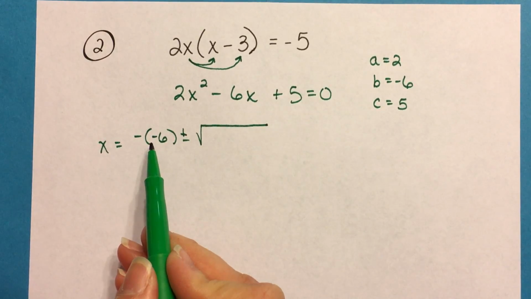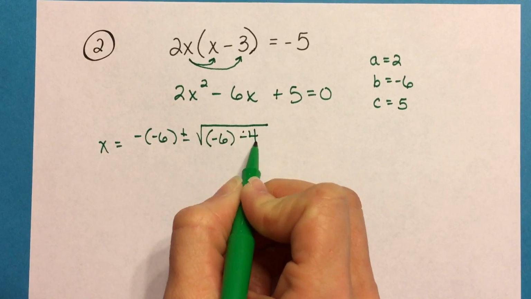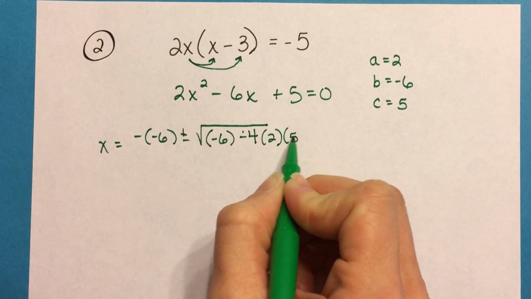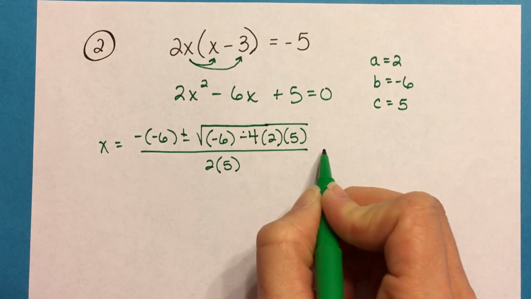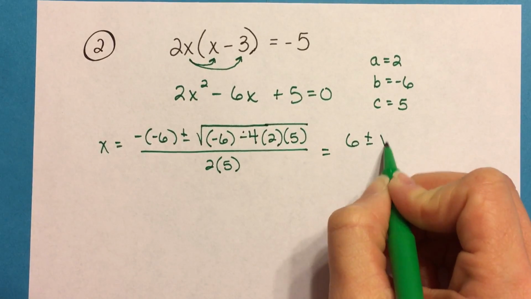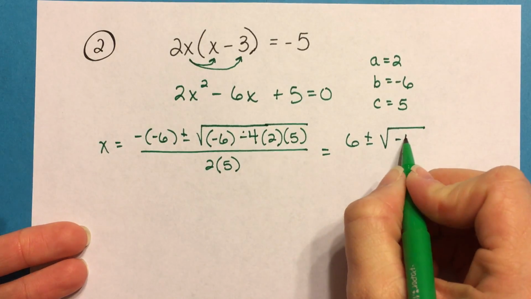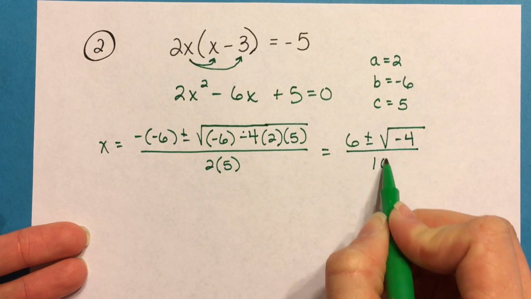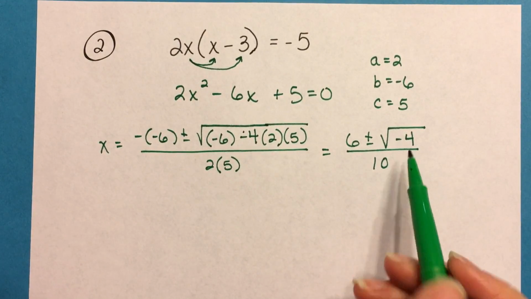All right, so I substituted in my -6. Underneath the radical, I'd have -6 minus 4 times 2 times 5, and then this is all divided by 2 times 5. Underneath the radical, this is going to give me a value of -4. So now what we need to do is work on simplifying the square root of -4.